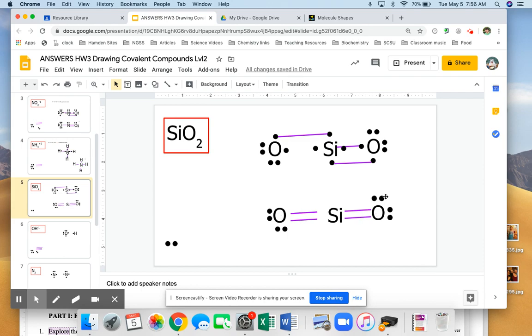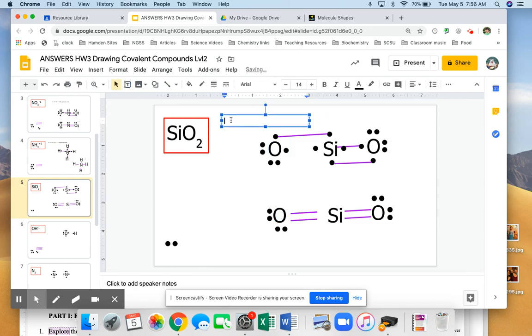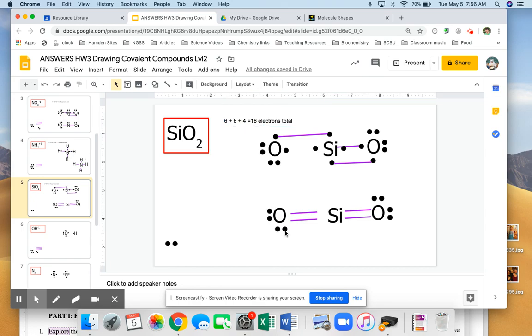The oxygens both still have their lone pairs that are non-bonding pairs. And here's the double check to make sure that you have the correct number of electrons in all of this. Remember, the oxygens had 6 electrons for one oxygen, 6 electrons for another oxygen, 4 electrons for silicon. So 6 plus 6 is 12, plus 4 should be 16 electrons total. So let's count down here. We have 2, 4, 6, 8, 10, 12, 14, 16 electrons total.